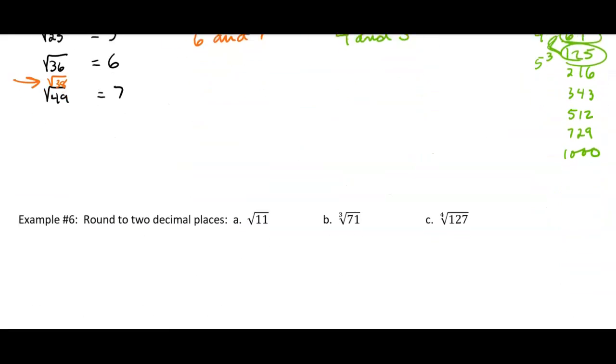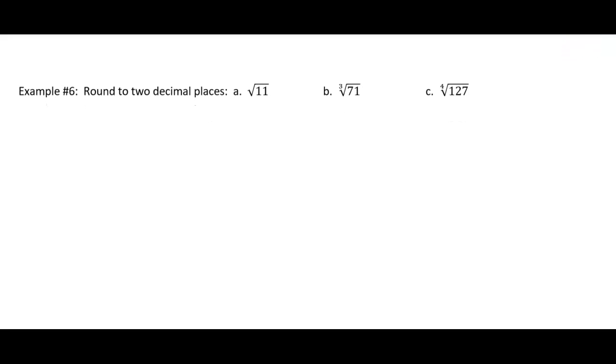Okay, now we're going to use our calculator. So it says round to 2 decimal places. So A, the square root of 11. Now the square root, there's a special button on your calculator that's just a square root button. So you want to use that because that'll be a little bit easier. On my calculator, I have an x squared button. And right above that is the square root button.